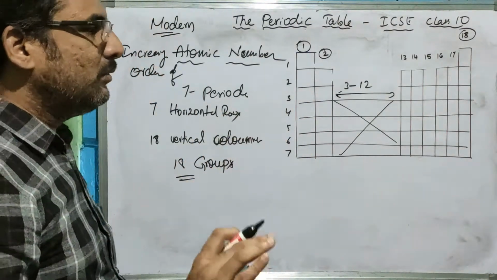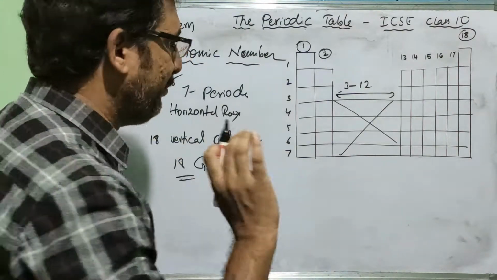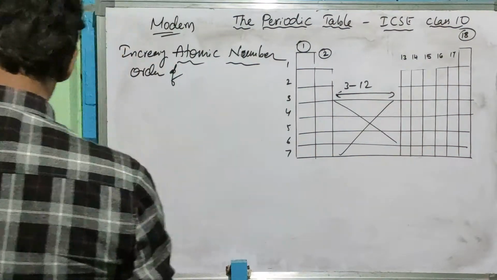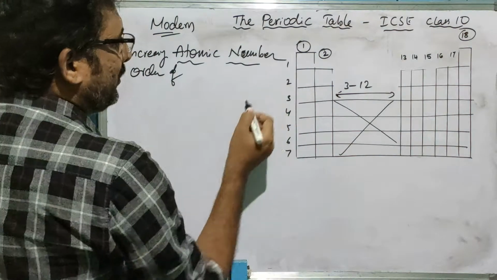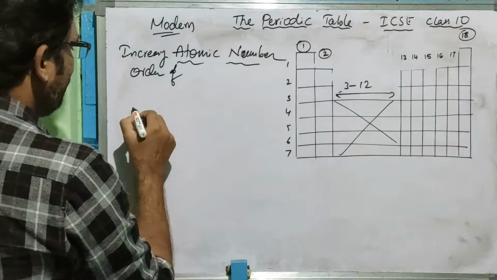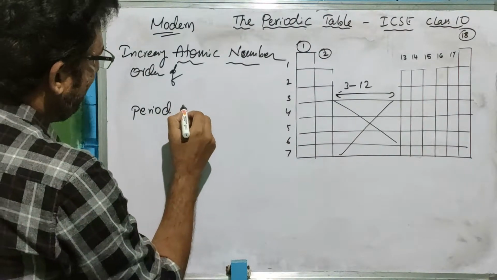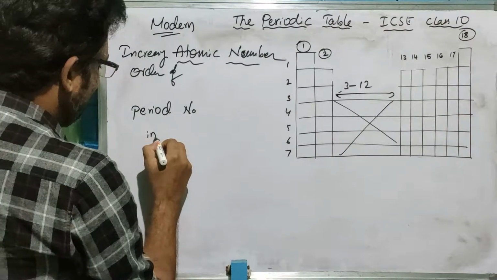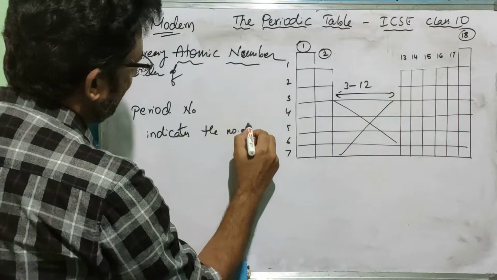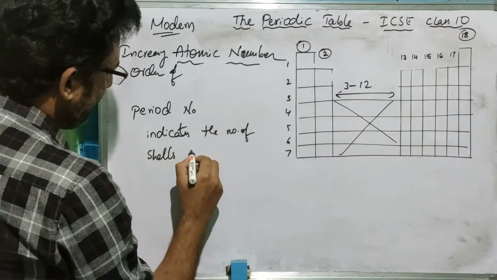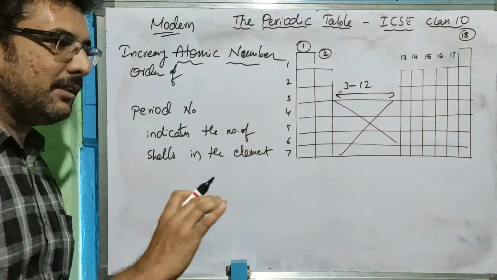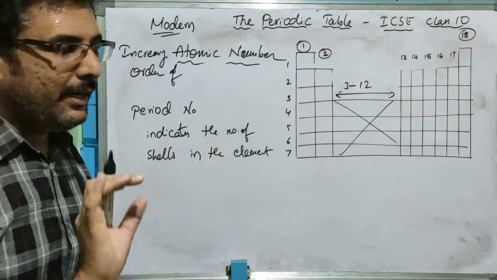Let's see how the position of an element can be determined. Now, this period number, which is written here, period number 1, period number 2, period number 3, 4, 5, 6, 7, indicates the number of shells in the element, meaning the number of shells present in the atom of that particular element.